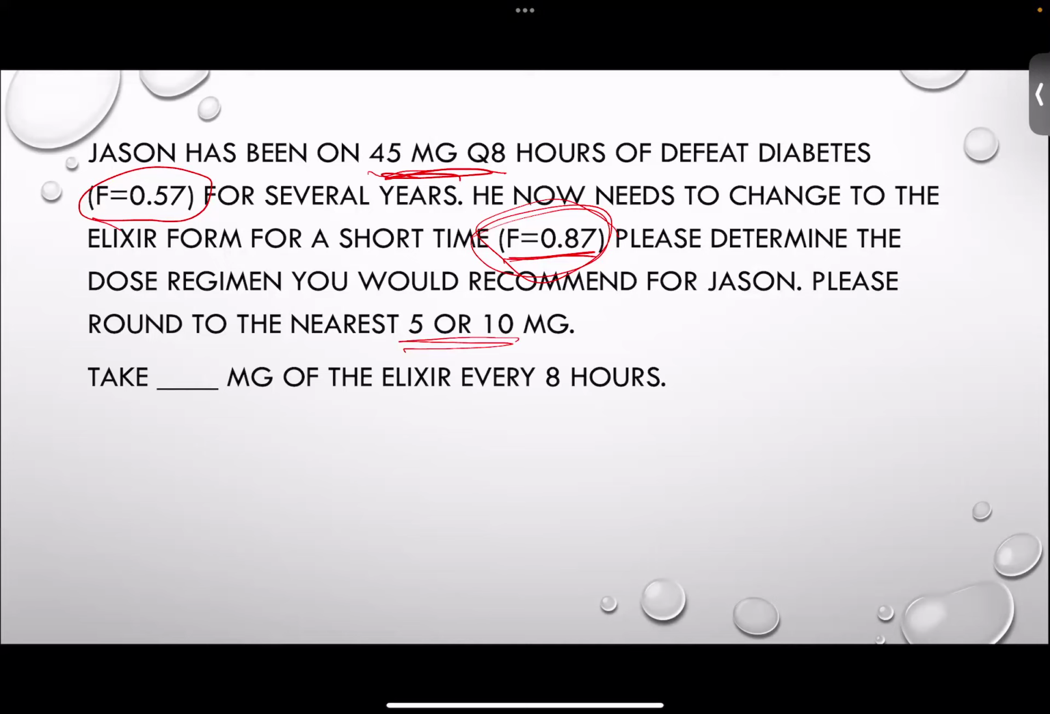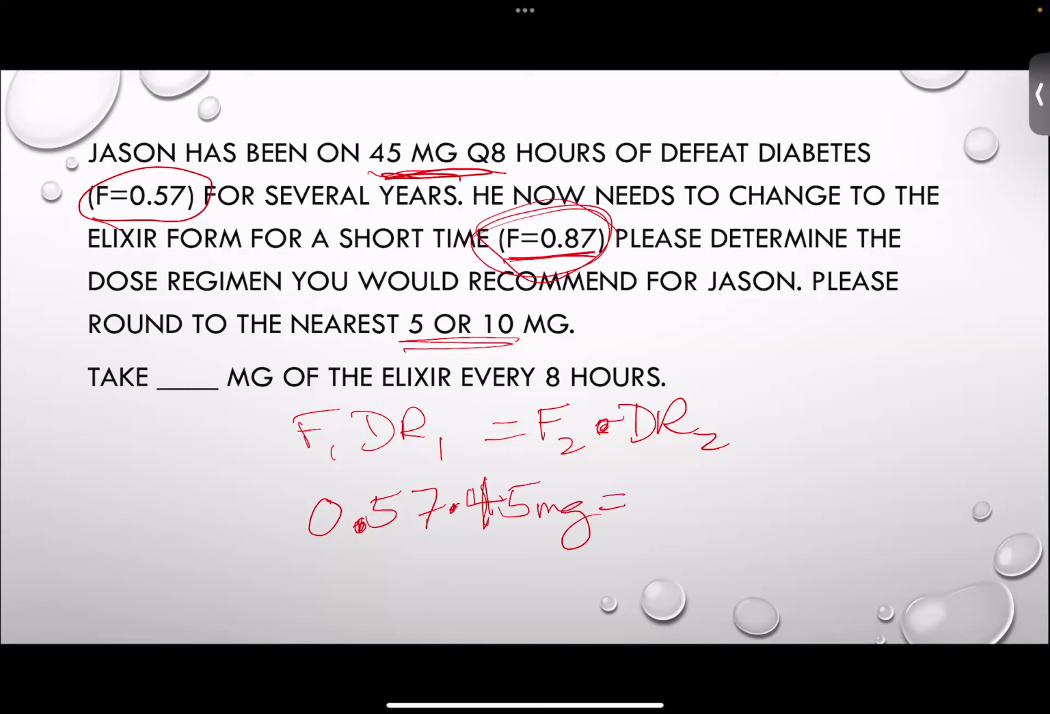Okay. So again, we don't see anything about a difference in salt form, so we'll leave that out. But we have bioavailability 1 times dose rate 1 is equal to bioavailability 2 times dose rate 2. Okay, so bioavailability 1 is 0.57, and you can do it by dose here or by dose rate, whatever makes you happy. Since we don't expect a change in dose interval, we can do it by dose. He's getting 45 milligrams, but now the bioavailability is going to be 0.87, so we solve for our new dose in milligrams.